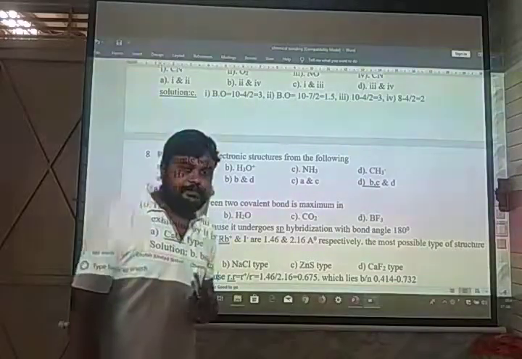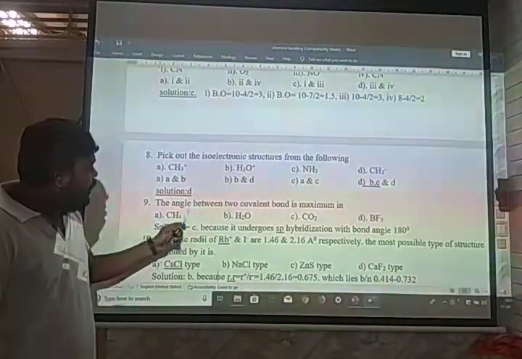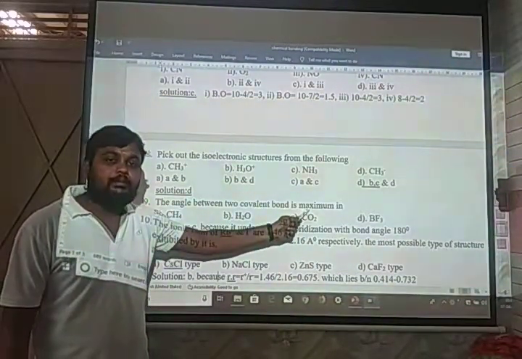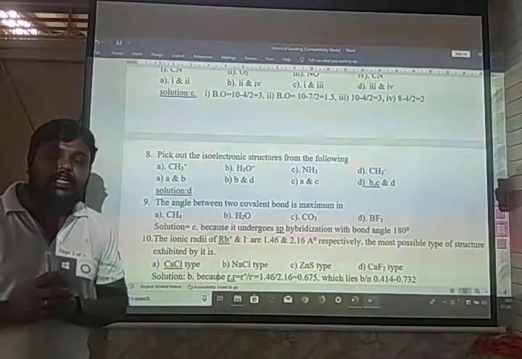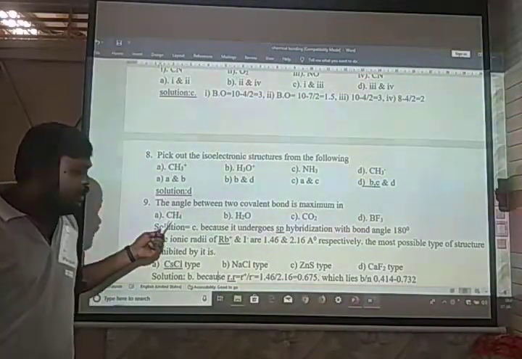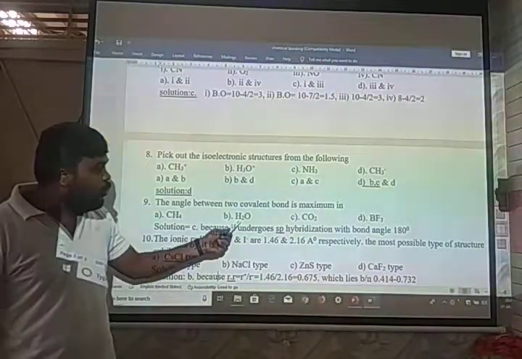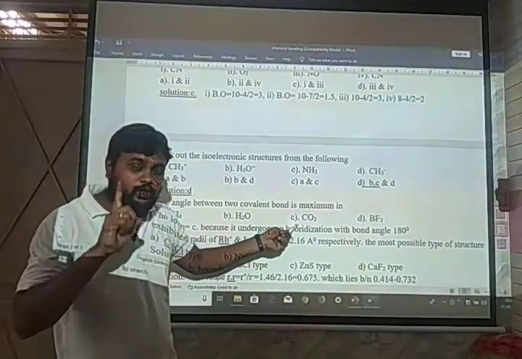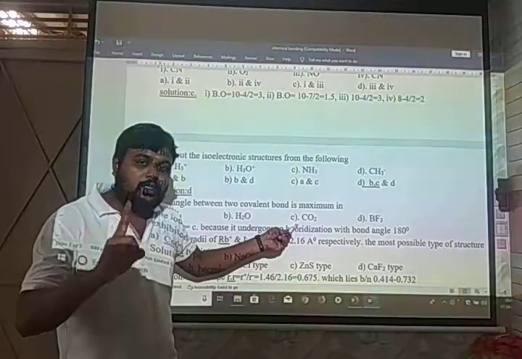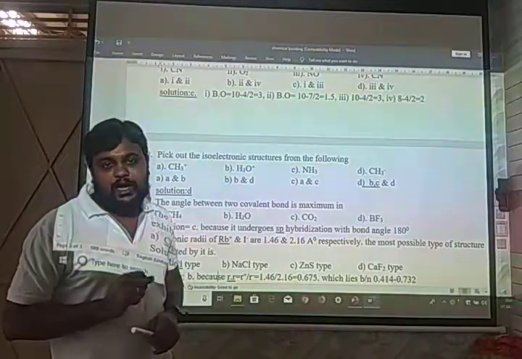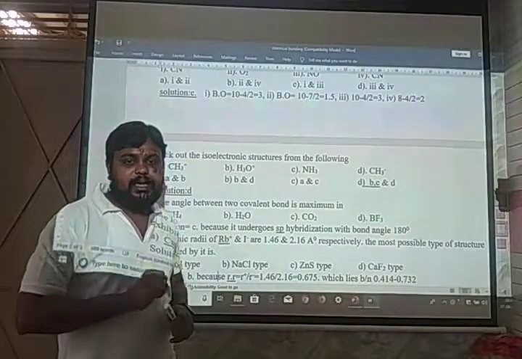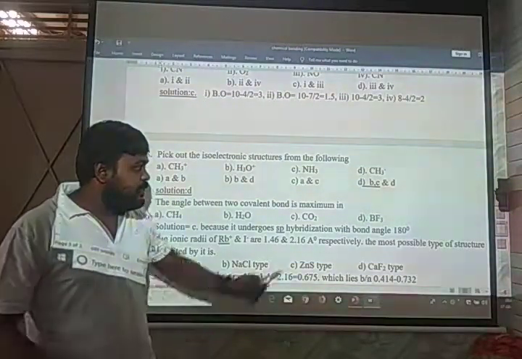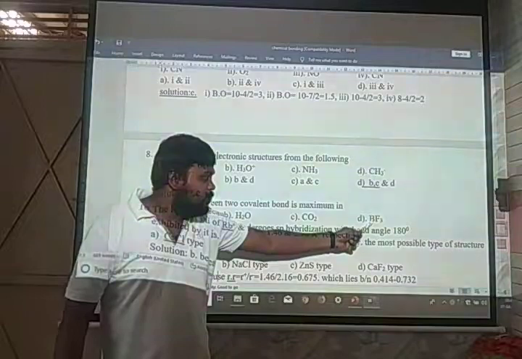Next, the bond angle between two covalent bonds is maximum. So CH4 undergoes sp3 hybridization. H2O also undergoes sp3 hybridization. I told you one important point in the synopsis itself: remember, carbon dioxide undergoes sp hybridization, where the bond angle is 180 degrees. Boron trifluoride undergoes sp2 hybridization with 120 degree bond angle.